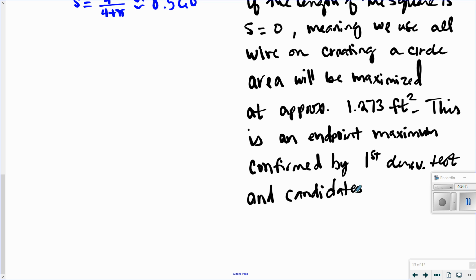Remember candidates test all the way back in 5.2. Okay, so the first derivative test actually proved that our critical point was a minimum, not a maximum. And then the candidates test is what proves that one of the endpoints was the absolute maximum on the domain. So there you have that.